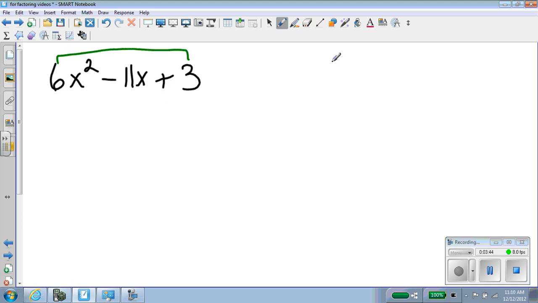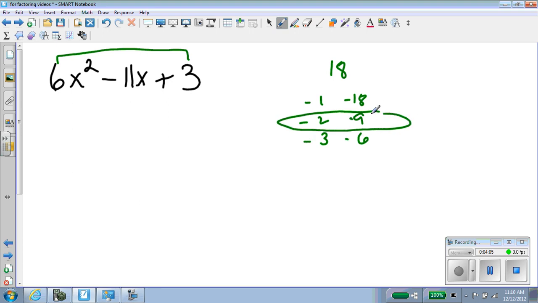6 times 3 is 18. 1 and 18, 2 and 9, 3 and 6. I want it to be a positive 18, but I'm trying to get them to add up to negative 11, so I will make them both negative. The pair that works for me is negative 2 and negative 9. So I'm going to write this as 6x squared minus 2x minus 9x plus 3.